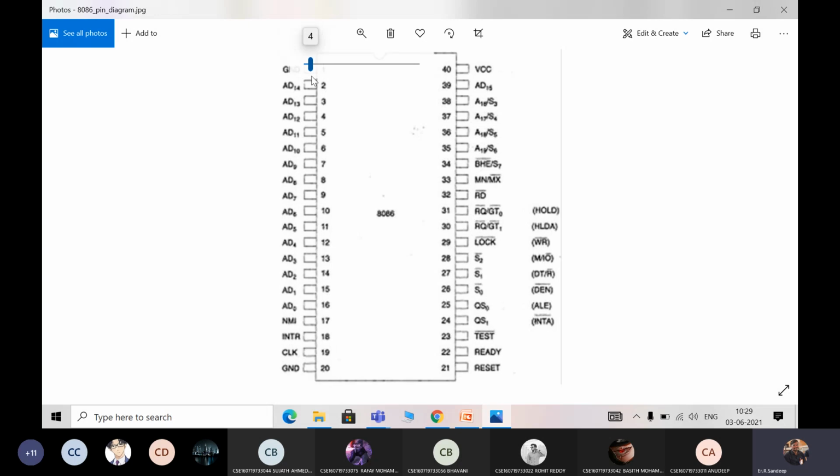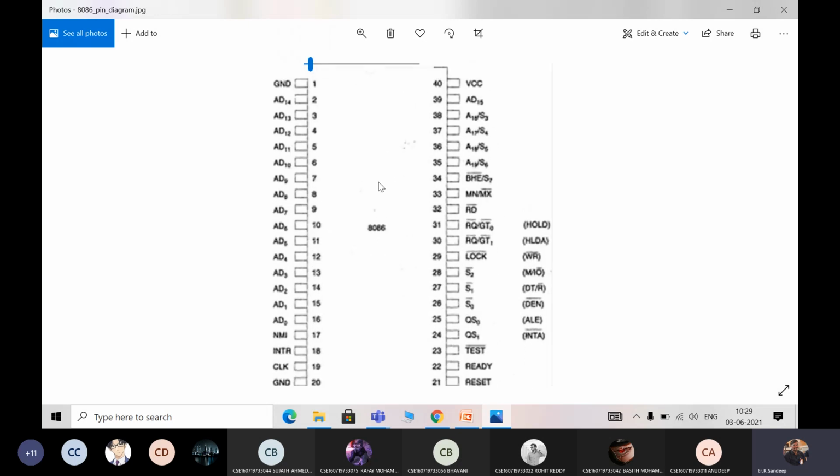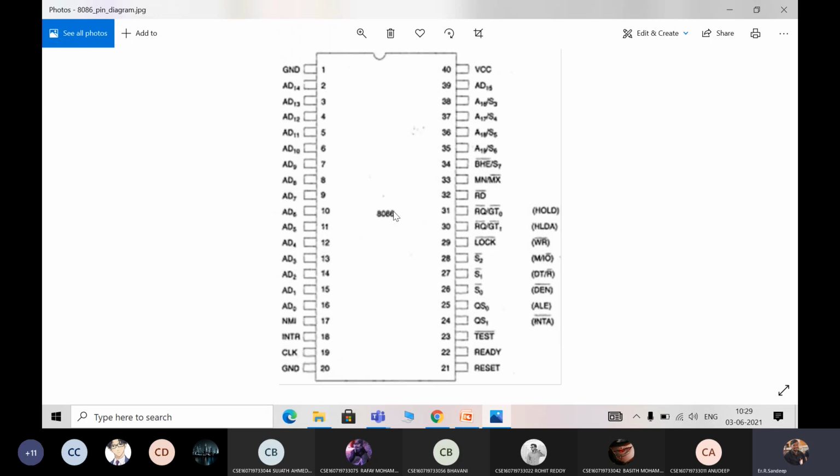How many grounds are there in the 8086 microprocessor? How many grounds are there in this pin diagram? Two grounds. What are the pin numbers? 1 and 20. In the same way we need to tell where VCC is. What is the pin number of VCC? 40.